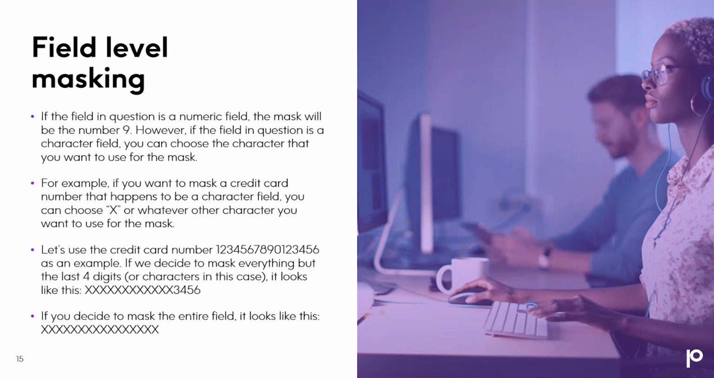Now, if we decide to mask everything but the last 4 digits, you're going to see all X's up to that last 3, 4, 5, 6. And if you decide to mask the entire field, it'll just be all X's. And again, that's on a user by user basis, or you could do it by groups or things like that to make it a little bit easier if it makes sense. Next slide, please.